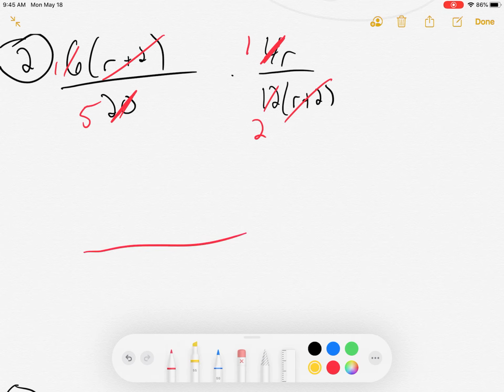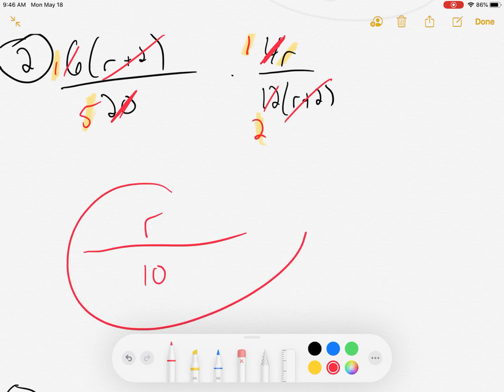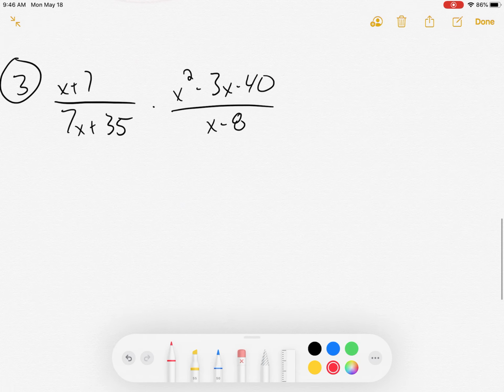So now let's multiply across. Up top, I'm going to highlight what I have left just so it doesn't get a little messy. I have a 1, a 1, an r. On bottom, I have a 5 and a 2. So 1 times 1 times r is just r. 5 times 2, 10. r over 10. Final answer.